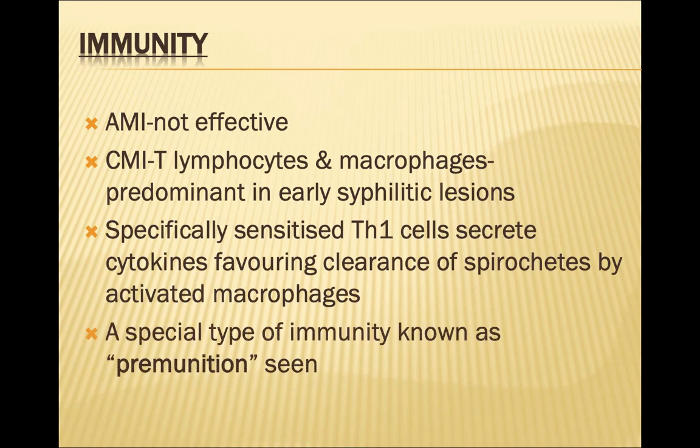So when you see the immunity for these, antibody-mediated immunity is not very effective. Cell-mediated immunity, the T cells and the macrophages, are the prominent cells in the early phase of the syphilitic lesions. And most often you have the sensitized Th1 cells which secrete the cytokines which favor the clearance of spirochetes by activated macrophages.